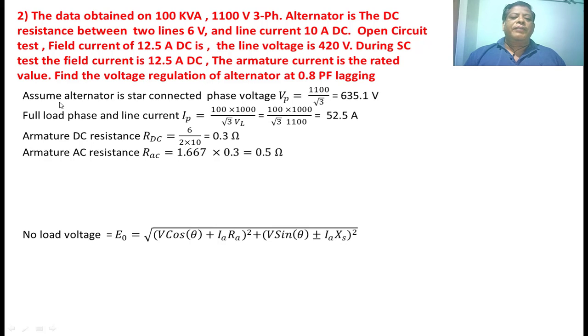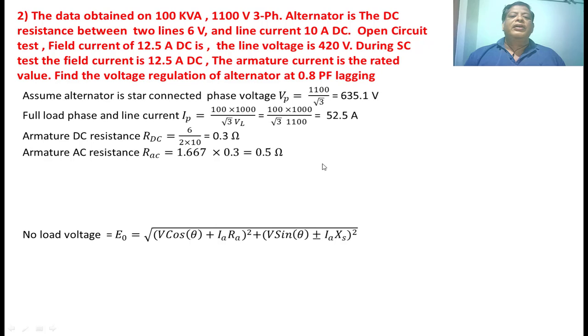First, you have to find out the per phase voltage, that is equal to this voltage divided by root 3, we are getting 635.1 volts. Next, full load current, because in the short circuit test, it is given that the full load current passes through the alternator. So, to find the full load current, this rating of the alternator is nothing but the full load. So, we have to convert it into volt amperes divided by root 3 VL. Finally, you are getting 52.5 amperes.